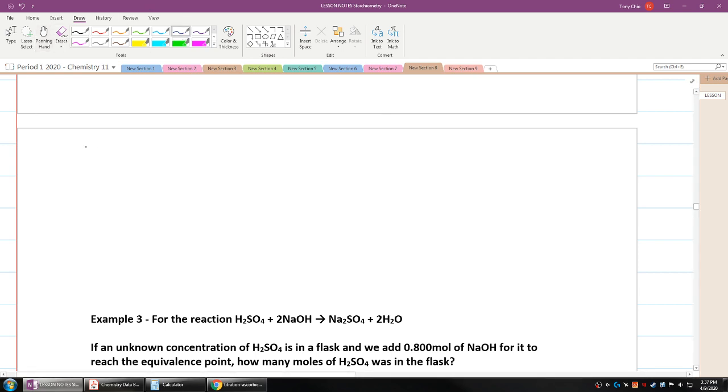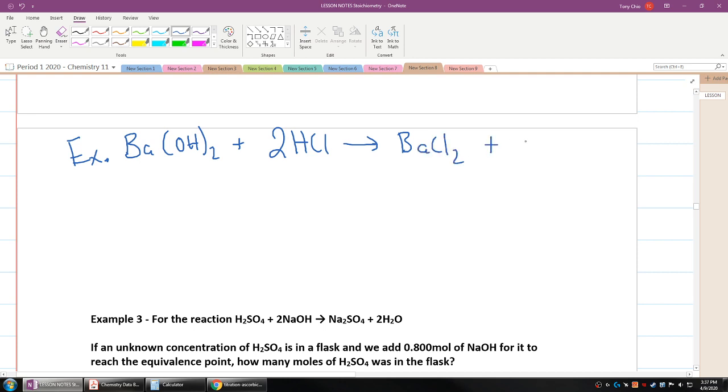So an example of this would be, for example, if you have barium hydroxide and it reacts with hydrochloric acid, it will form barium chloride and water. So in this case, the equivalence point will be met when your acid and base matches a 2-to-1 ratio.